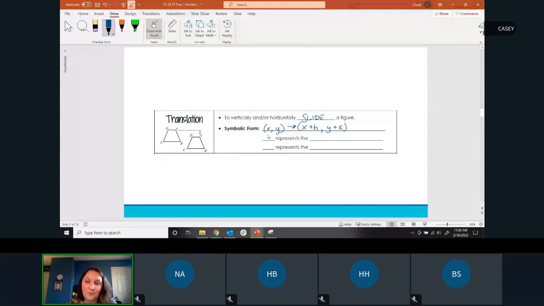That h is going to represent your horizontal shift, how you move it left and right. So are you moving it left and right, maybe? And the k is going to represent your vertical shift. Are you moving it up and down?